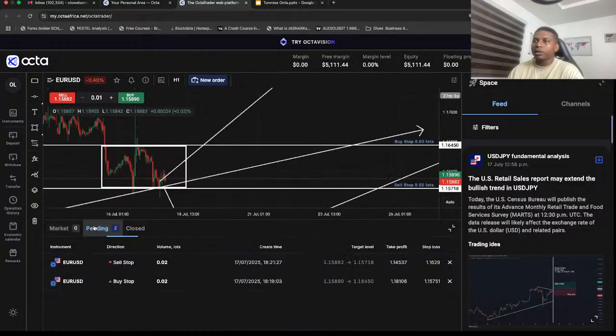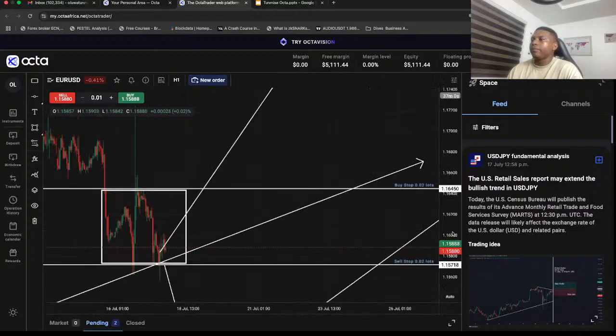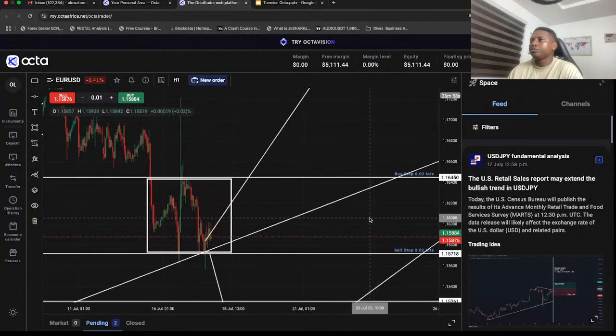So here we have 2 pending orders, 1 sell stop and 1 buy stop. All right, I collapse this.